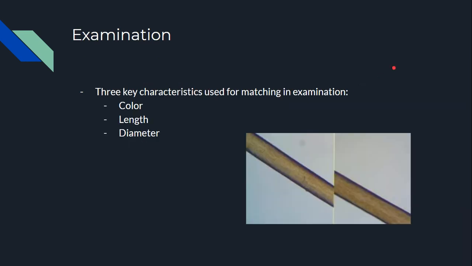When you're examining, you're looking for these three main characteristics to be matching in the examination process. You're looking for color, the length, and the diameter. Are the colors roughly the same? Is the length of the medulla consistent? Is the diameter of the hair the same?